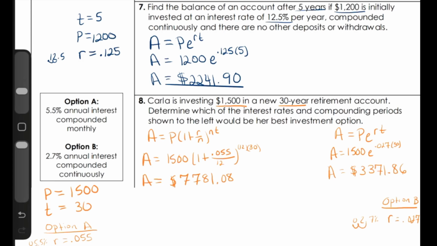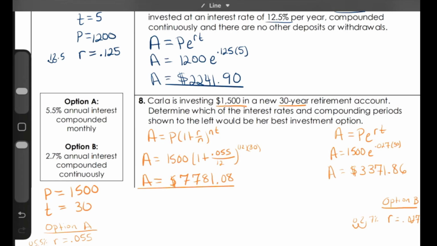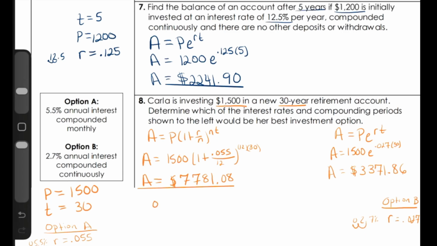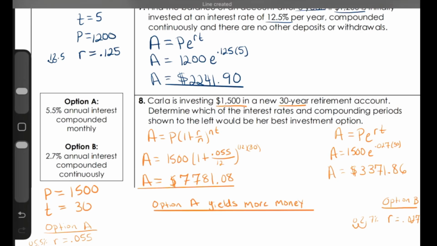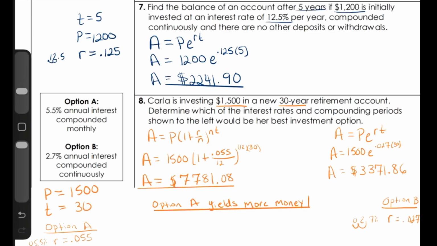So we can definitely tell which one's bigger. In this case, option A will yield more money. So to let her know which is the best investment, we would tell Carla that option A yields more money. And this would be our final answer.